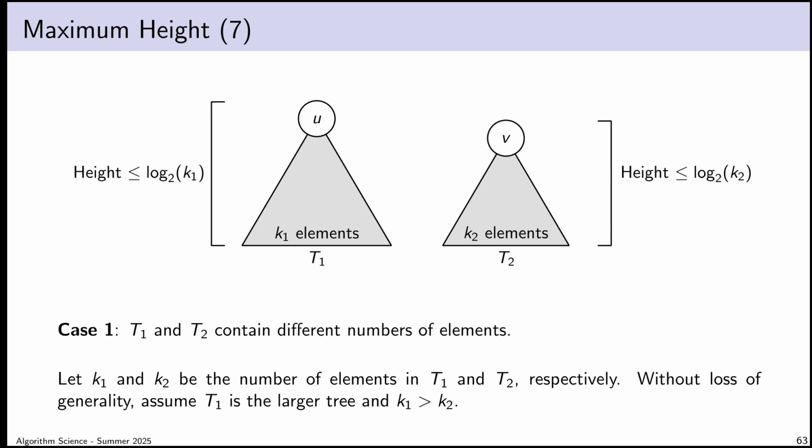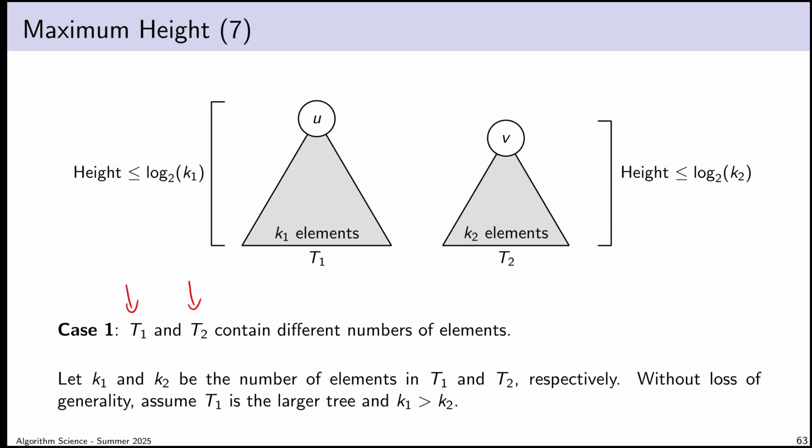Okay, the other two cases are non-trivial, and basically case 1 is the case where the two trees have a different size from each other, and case 2 is the case where the two trees have the same size. Now in case 1, let's say that T1 and T2 contain different numbers of elements. Now case 1 is distinct from case 2 because when the two trees have a different size, we actually know in advance exactly how they will be merged, because the smaller tree gets merged into the larger tree.